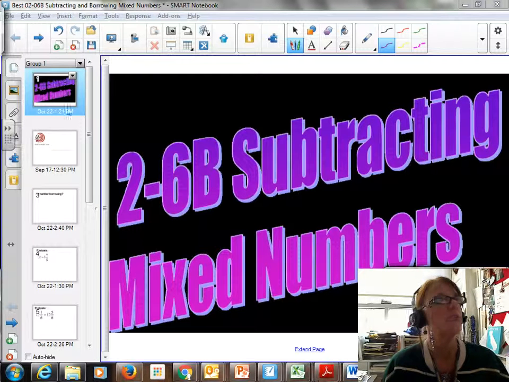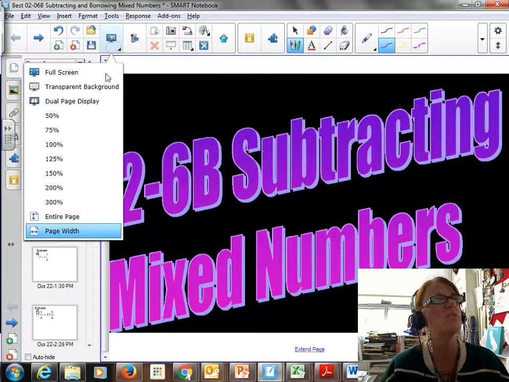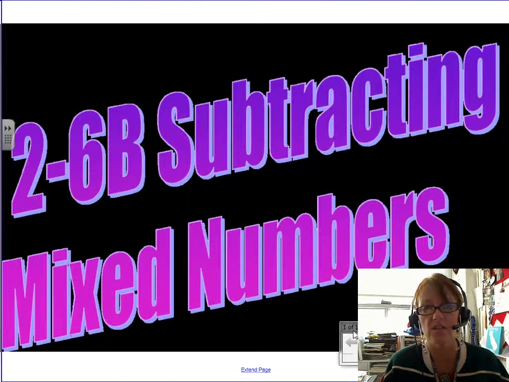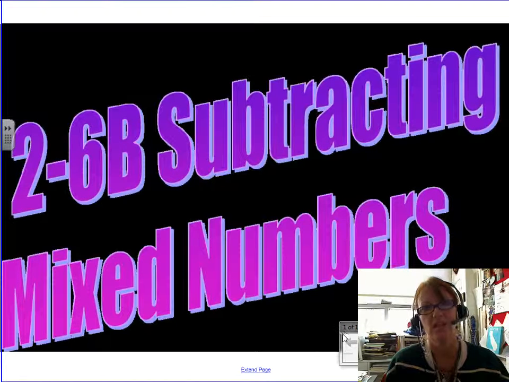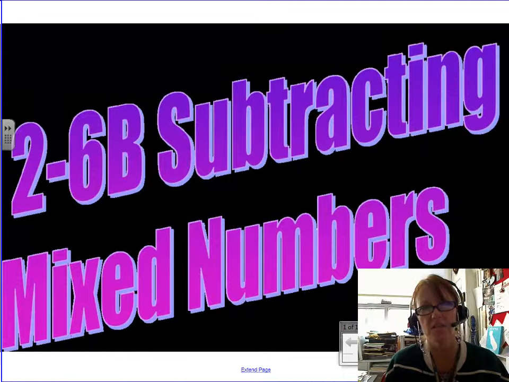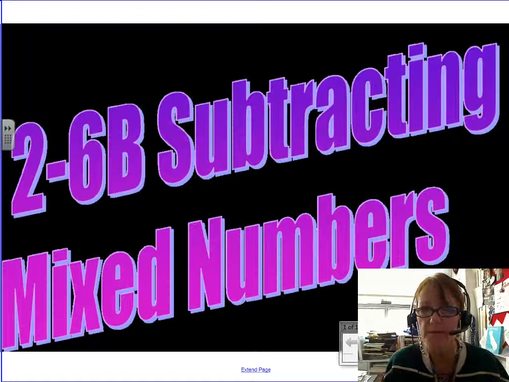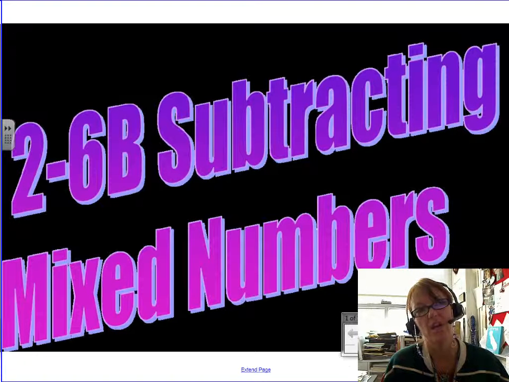Alrighty, here we go. Now, we just did section 6, and section 6 has a lot in it. So I'm breaking it up into smaller chunks, and that's why your notes today say section 2-6b, because we're going to get into some messier ones, specifically with subtracting mixed numbers. So make sure the top of your note says 2-6b. We're going to subtract mixed numbers, and away we go.